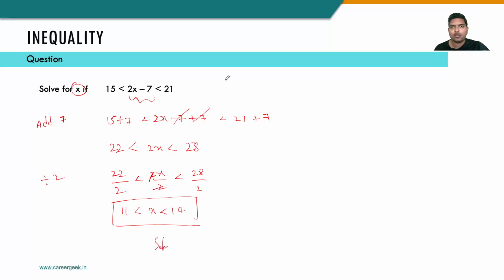Or the question sometimes can ask how many integers x satisfies this inequality. If they ask something like that, how many integers? x is greater than 11 but less than 14. So x can take two integers, 12 and 13. So the answer would be 2. Questions like this can be framed in a different way, but the way you will solve will still be the same. So I hope the basics of inequalities are clear.